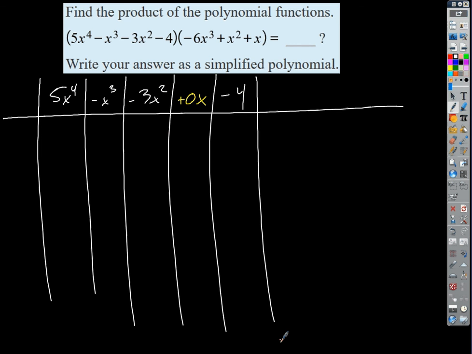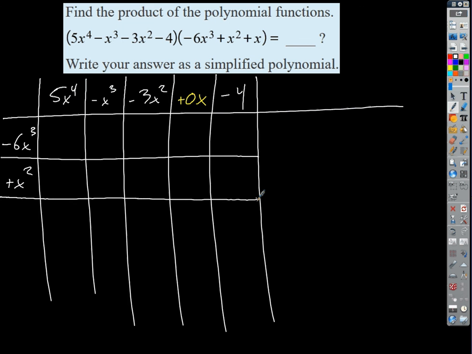The other polynomial goes down here on the side. I'm just going to put one term in each row. So I start off with a negative 6x cubed. And then I get an x squared, plus x squared. And then I get a plus x. And then at the bottom, I just get a 0. Now I probably don't have to put the 0 at the end, but I did.